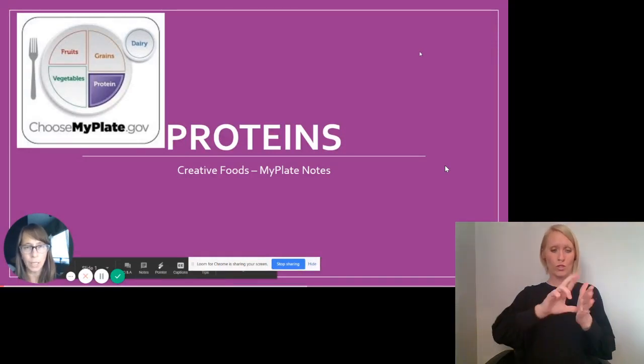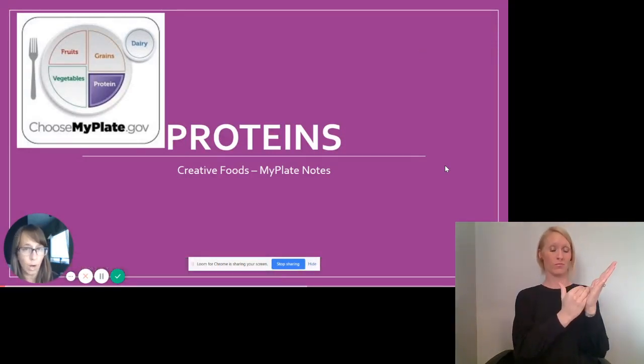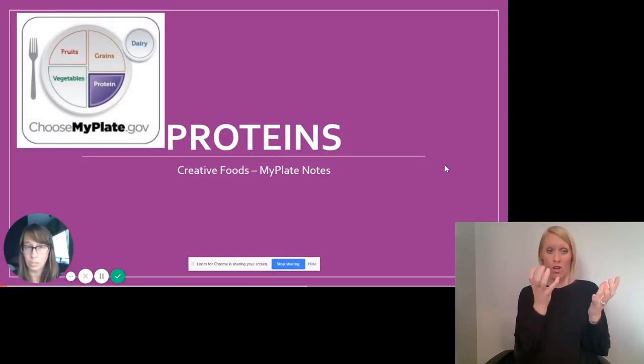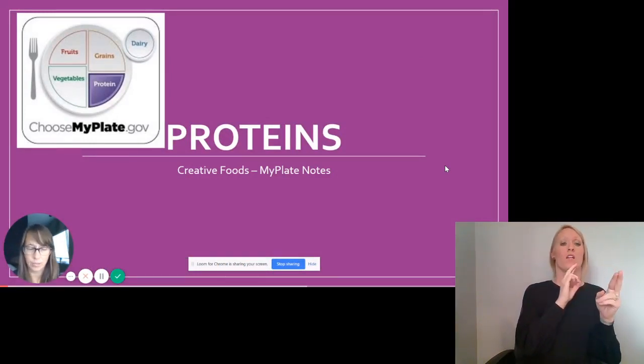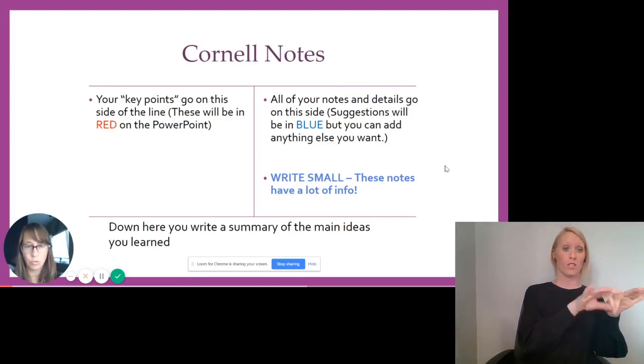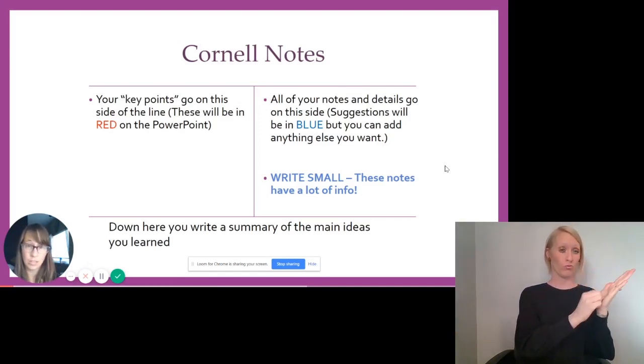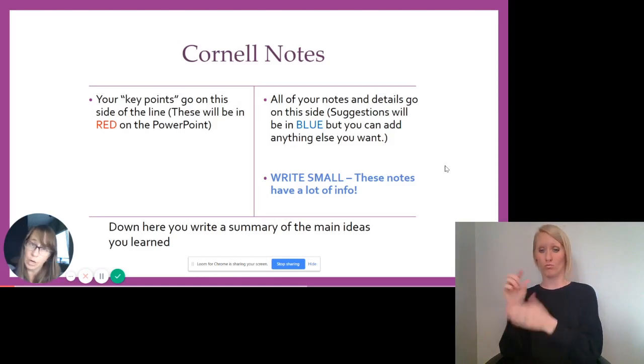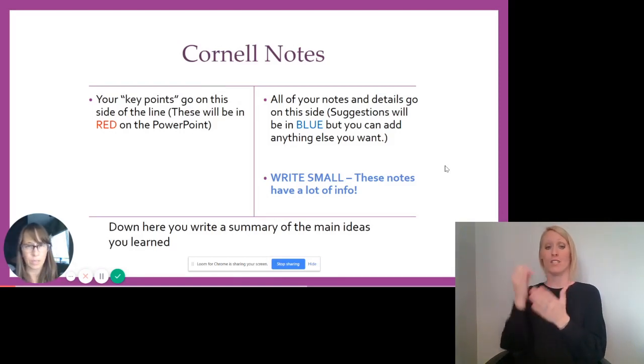You can follow along with the note guide if you want, but that's not a required assignment. It could help you with answering the questions, but it's kind of optional. Here we go, same format. You guys probably know this by now. The red is all the key point information that's on that note sheet. These notes do have a lot of information, so if you are following along, you'll want to write a little bit smaller than maybe you have in the past. Here we go.